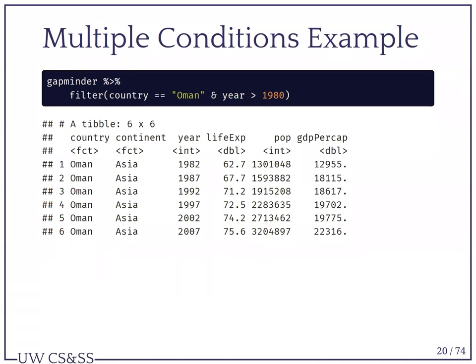An example of multiple conditions. We can take the Gapminder data and then filter to things in the country column that are equal to Oman and year is above 1980. And so both of these conditions need to hold in order for something to be true. So you'll see that the country is Oman and the year is greater than 1980. And that's true for all the rest of the things in the rest of this data set.